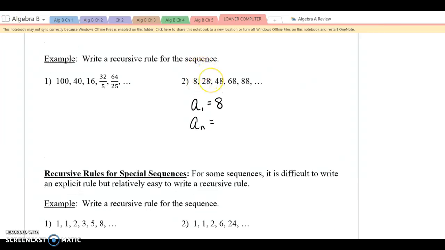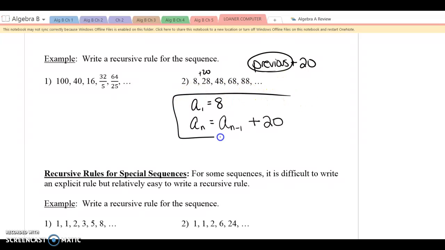How do we get from 8 to 28? Add 20. Is this adding 20 every time? Looks like it. So could we say that we're taking the previous term plus 20? Does that make sense for what's going on in this sequence? Okay, the symbol for previous term is a sub n minus 1. And then what's happening? We're taking the previous term plus 20. Done.